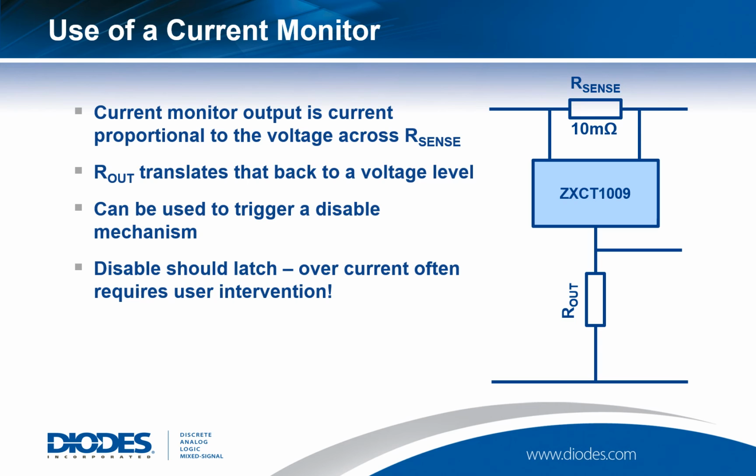So a useful tool for doing an overcurrent protection scheme in a circuit is the current monitor. Obviously, if we need to trip at a certain current, we need to measure that current. A current monitor device like the ZXCT1009 is a transconductance amplifier. It will output a current that is proportional to the voltage measured across the sense resistor, and then the output resistor will translate that current back to a voltage level. This can then be used to trigger a disable mechanism, which would advise to probably latch. Overcurrent situations are often caused by an external fault that will require user intervention to clear.